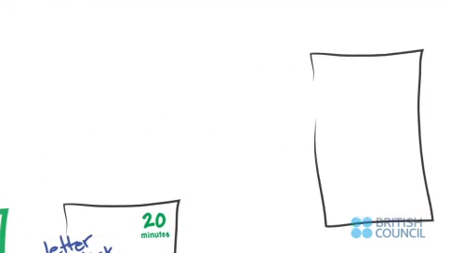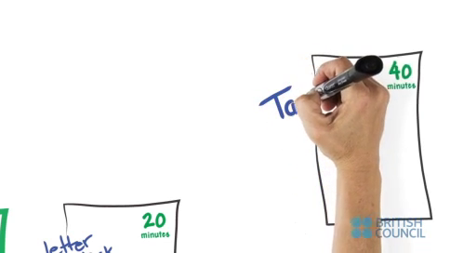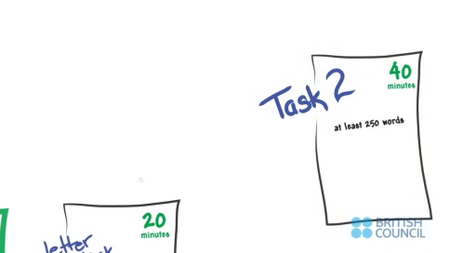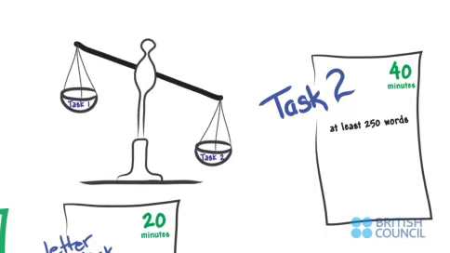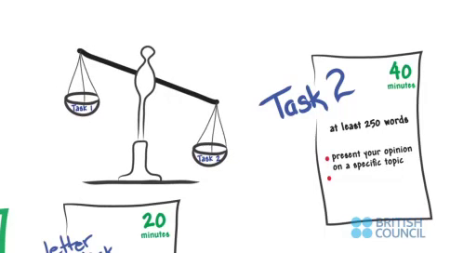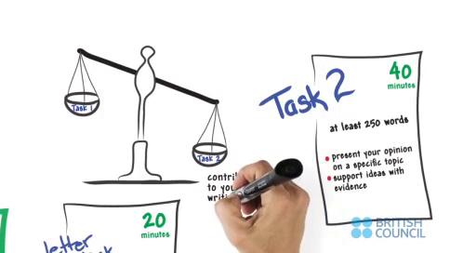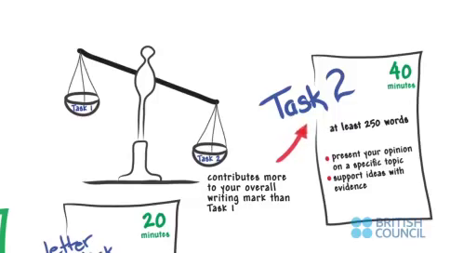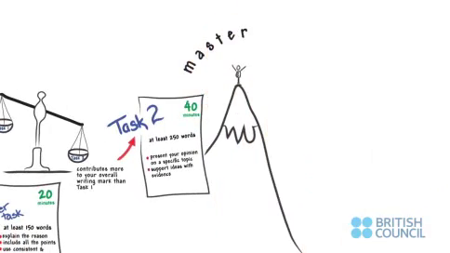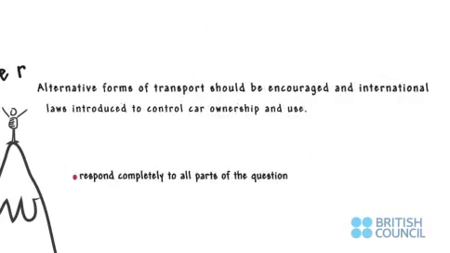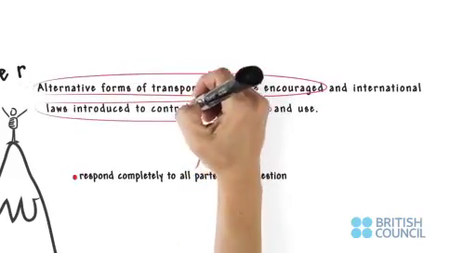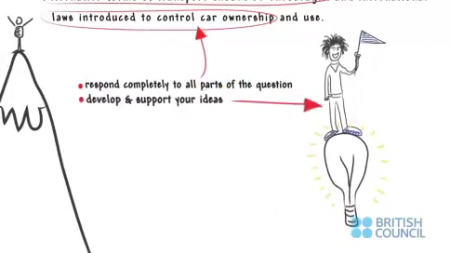In both modules, Task 2 is a short essay task of at least 250 words. You are expected to present your opinion on a specific topic, supporting your ideas with evidence. Task 2 contributes more to your overall writing mark than Task 1. To master Task 2, you will need to respond completely to all parts of the question. Develop and support your ideas.